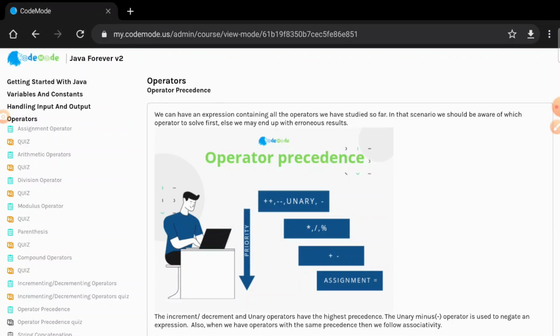Now, if in a single statement you have so many operators, which operator will take precedence? Which operation will take place first before the next one? And that is what Java has a rule for. In the diagram you see on the screen, it talks about that. Operators like plus plus or minus minus, the increment operators, have higher precedence. That means it will take place first before multiplication or division.